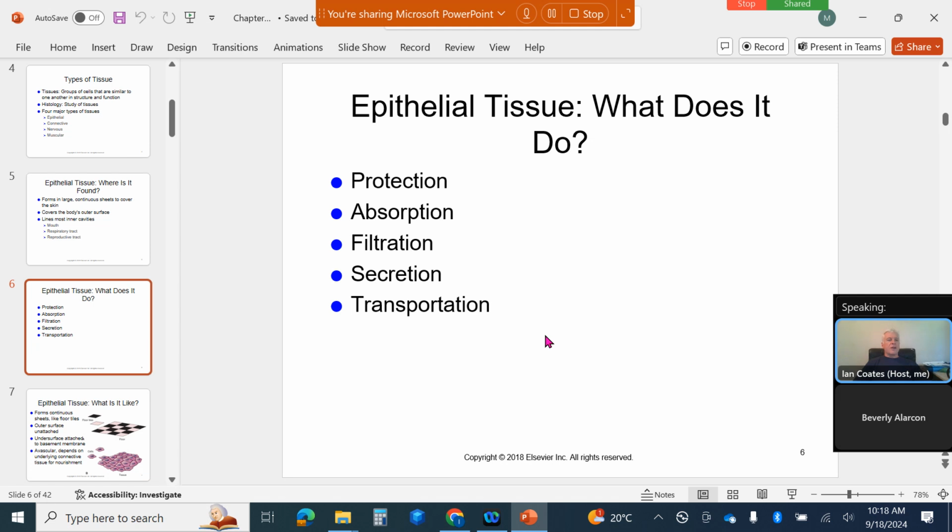Epithelial tissue, what do they do? Protect, absorb, filter, secrete, and transport. The big thing with epithelial tissue is that it's basically a way for things to get from one side to the other side. So epithelial cells tend to be absorbing. They allow things to traverse them, to move through them, okay?